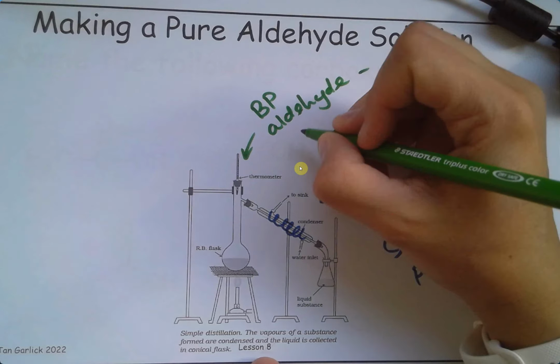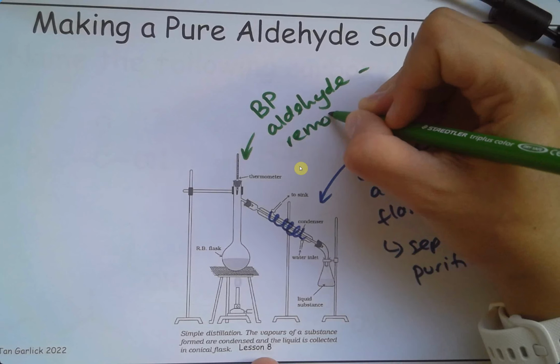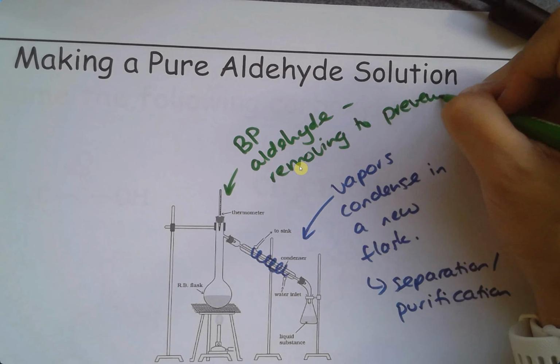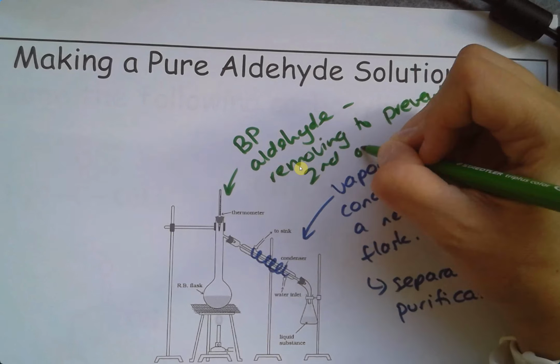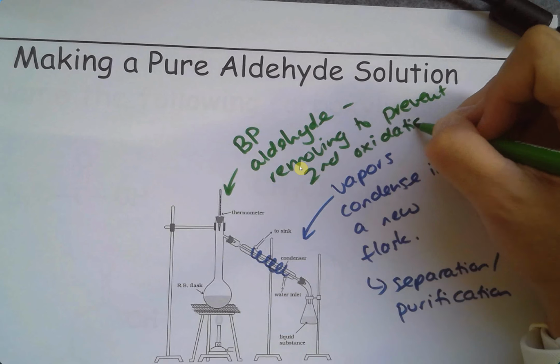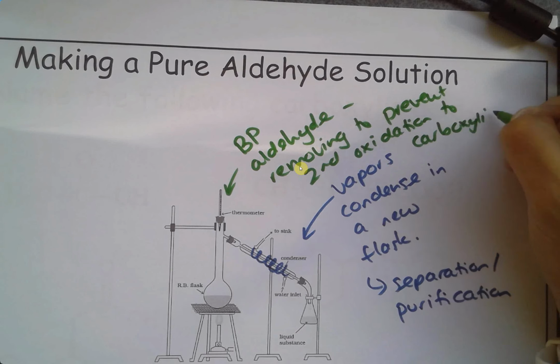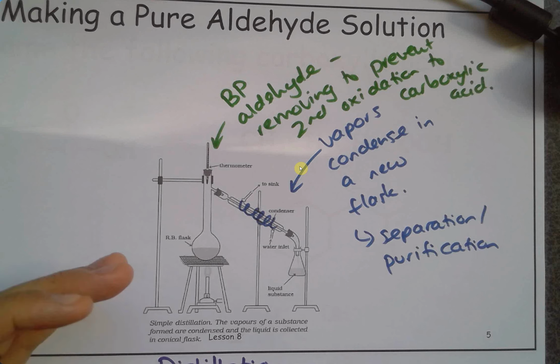So you're basically removing it to prevent the second oxidation to the carboxylic acid. And so that's why that thermometer is really important.